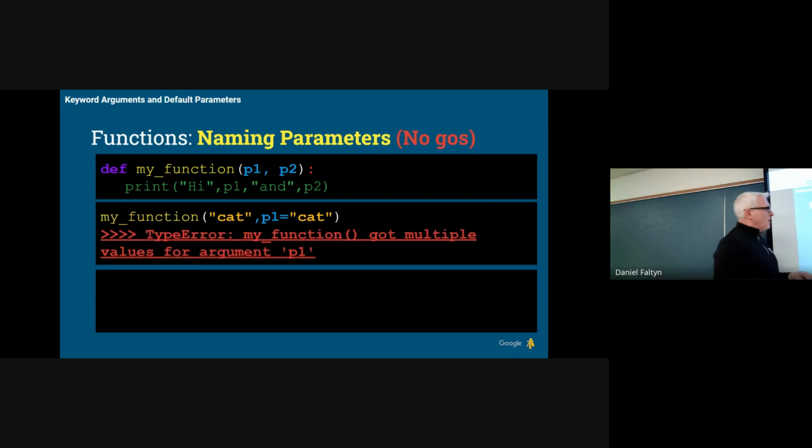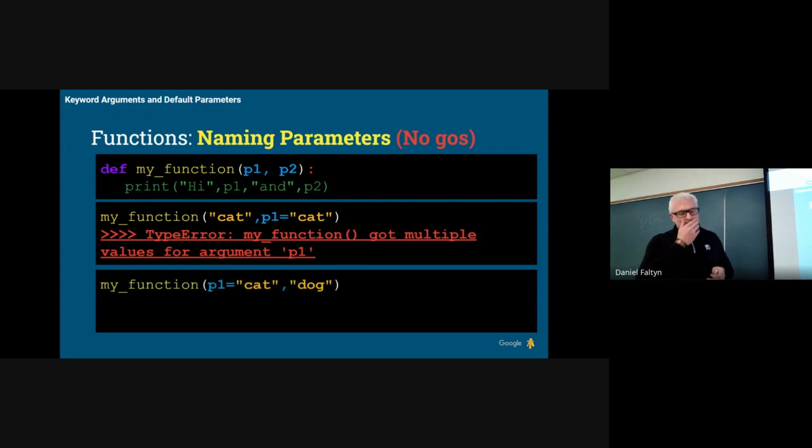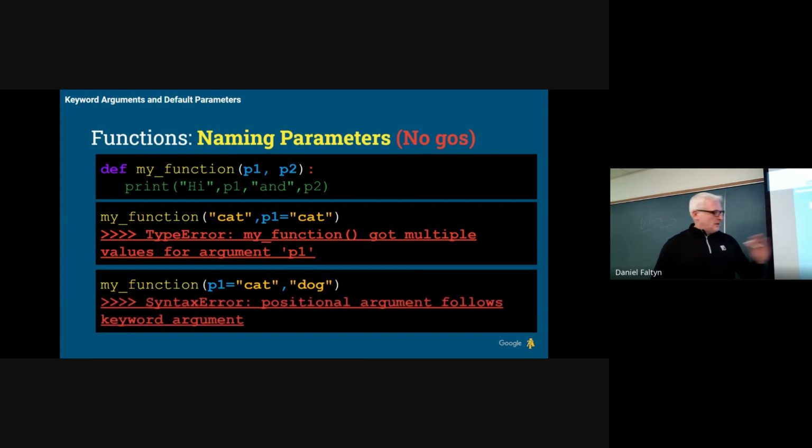The interpreter is going to say, yo, you're trying to give me 2 things for parameter 1. I don't know what to do. It's not going to make an arbitrary decision. It's like, listen, you made a mistake, human, figure it out. And again, like I mentioned here, you can't put a named parameter before a positional one. That's going to throw you an exception here.